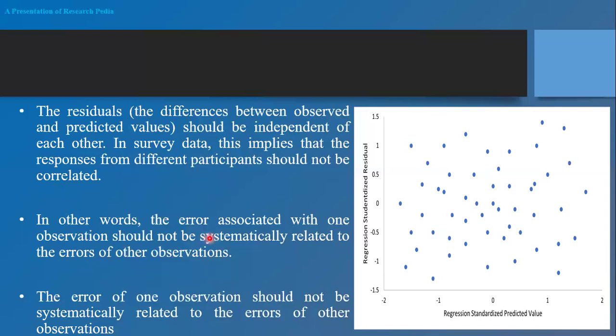In other words, the error associated with one observation should not be systematically related to the error of the other observation. Graphically, your plot would look like this. If your plot of the residuals against predicted standardized values looks like this, it means there is an error of dependency, or there is dependency of residuals. So the error of one observation should not be systematically related to the error of the other observation.